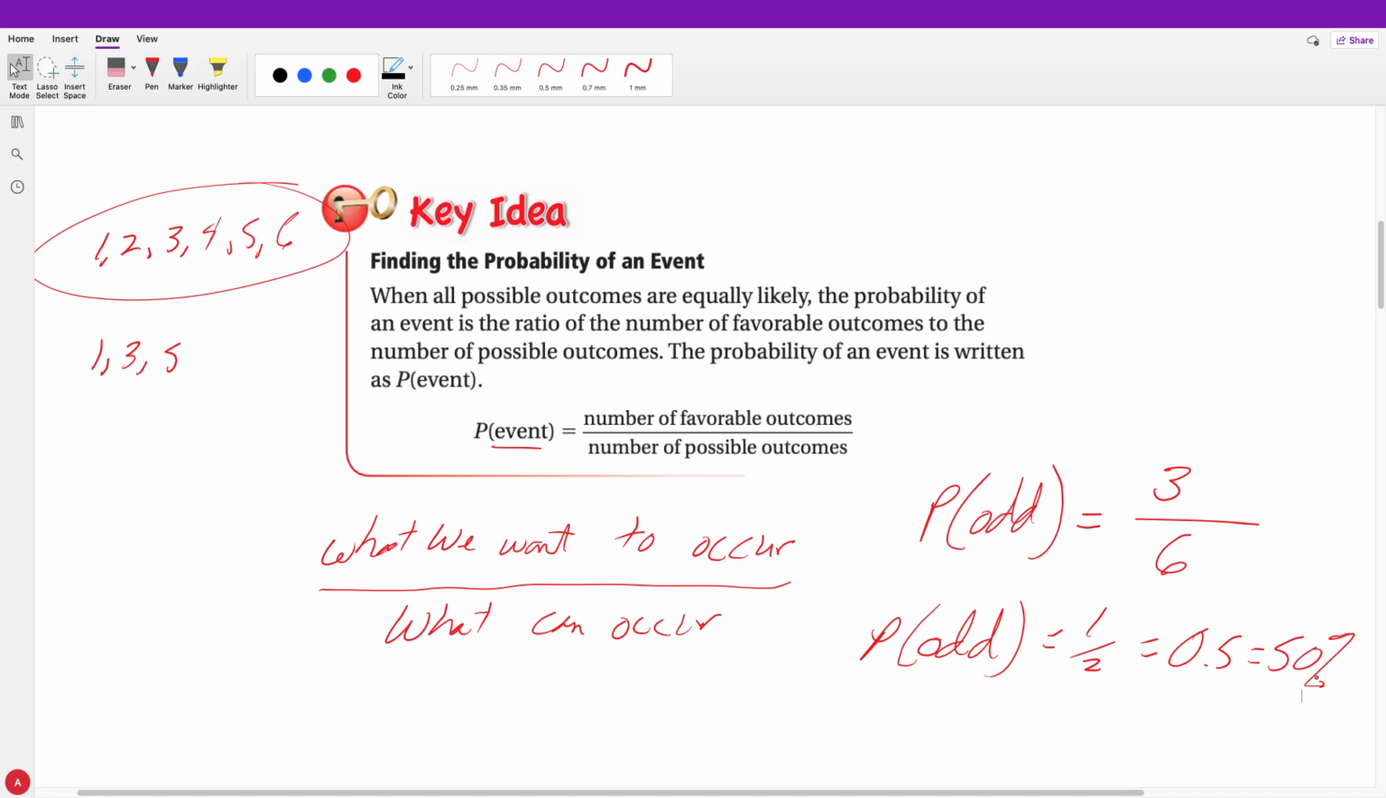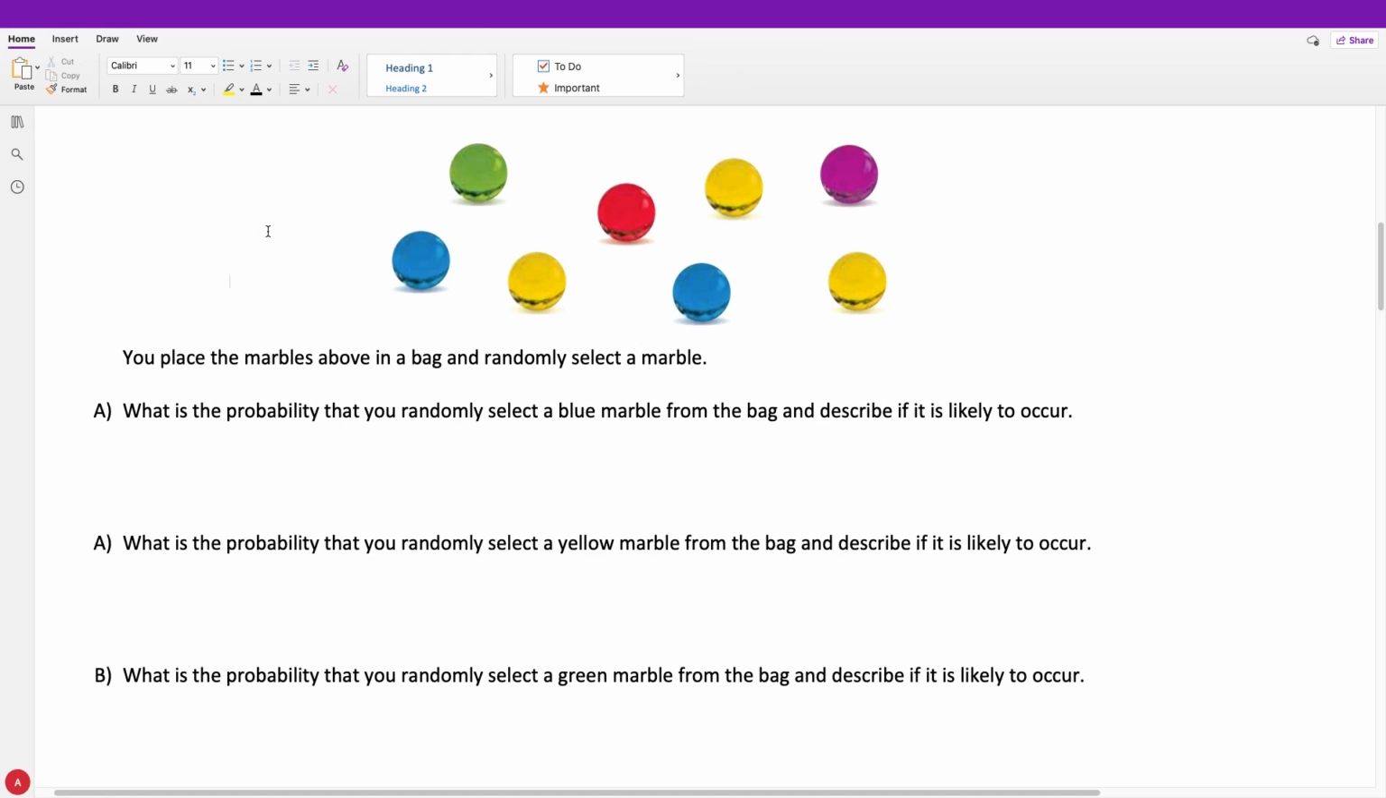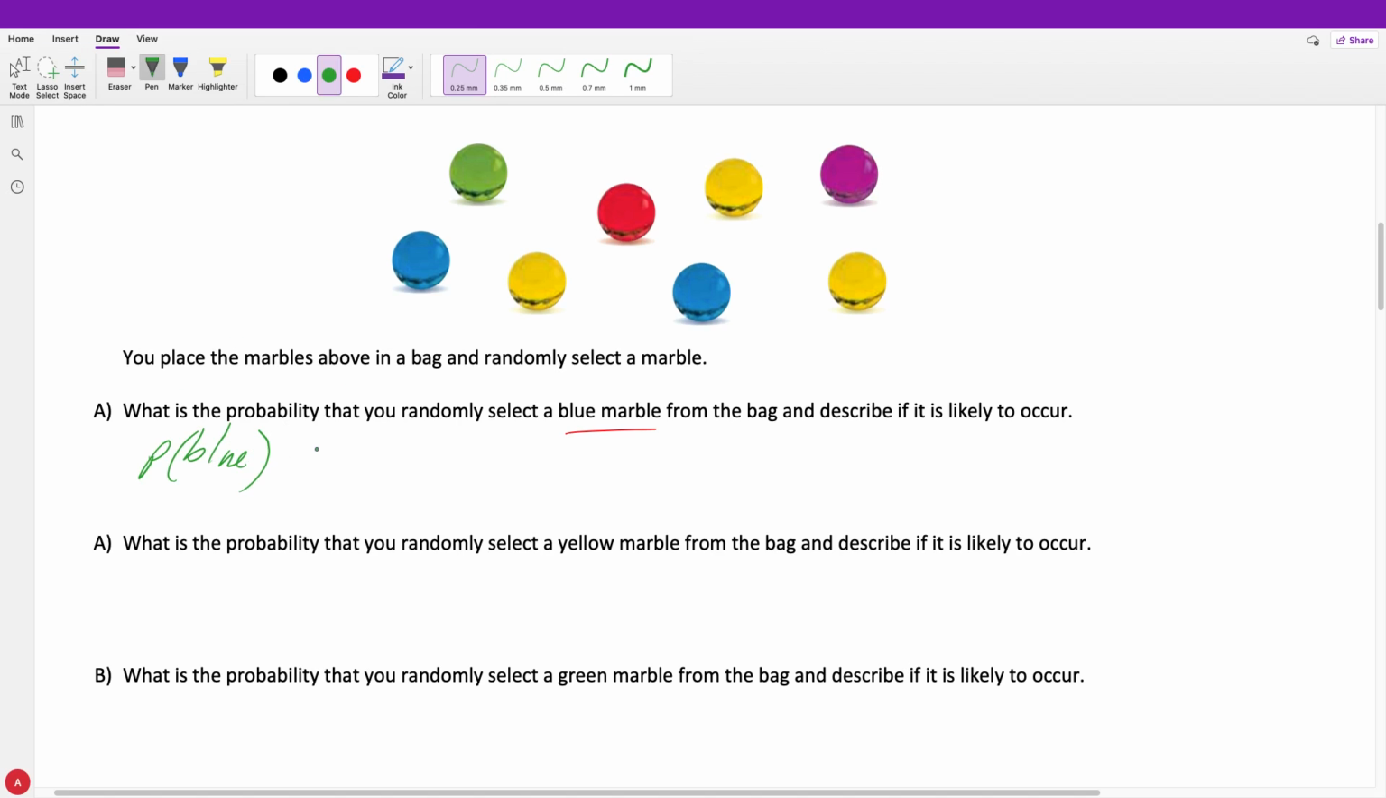All right, so let's go ahead and do a couple more problems with this. And as we do this, we'll also talk about whether or not the event is likely to occur or not likely to occur. All right, so we have these 8 marbles and we place them in a bag and we randomly select a marble. What is the probability that you randomly select a blue marble from the bag, and describe if it is likely to occur. So first thing, we know that our probability of blue, that's how we would write this, is equal to, well, how many times can we select a blue marble?